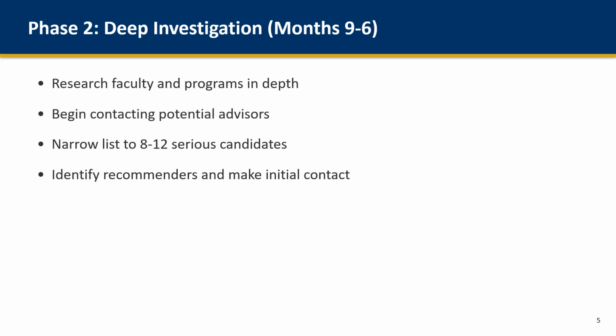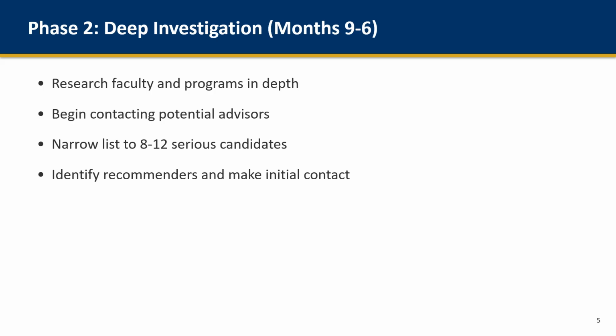Don't rush these communications. Narrow your preliminary list to 8 to 12 serious candidates. You can't apply thoughtfully to 20 programs. Focus on programs that genuinely fit your goals, interests, and circumstances. Quality over quantity in applications. Identify your recommenders and make initial contact.